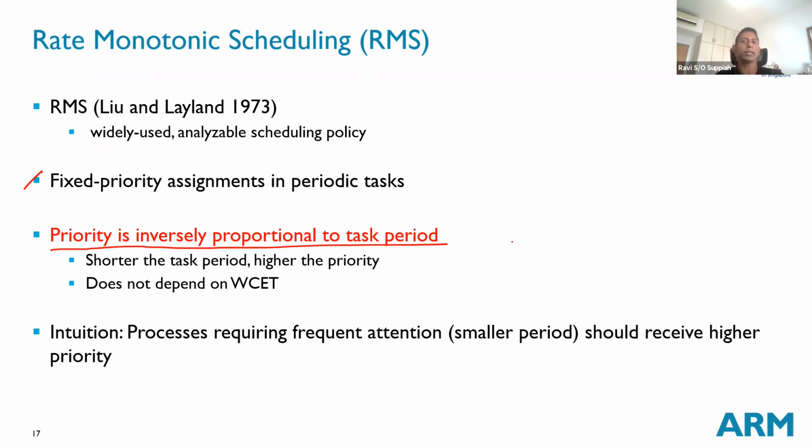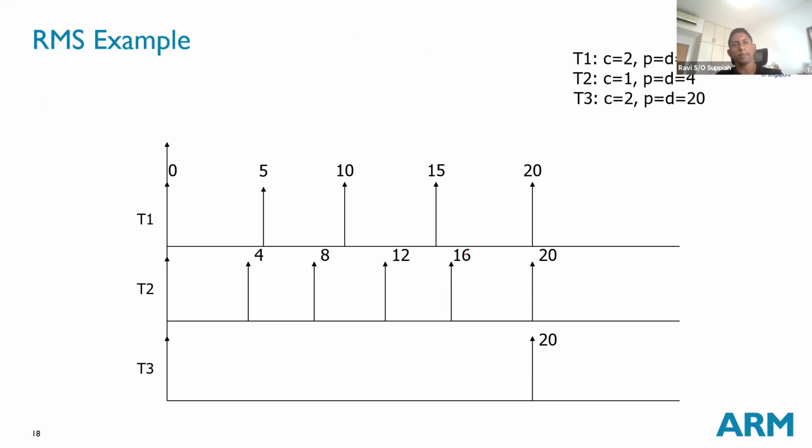So if I require frequent attention by the CPU, then I should give it a higher priority so that the moment it happens, I'm able to quickly attend to it before the next time it triggers. All right, so that is the thinking behind this RMS algorithm. So let's look at an example of RMS.